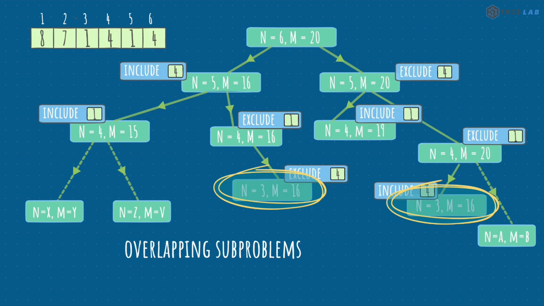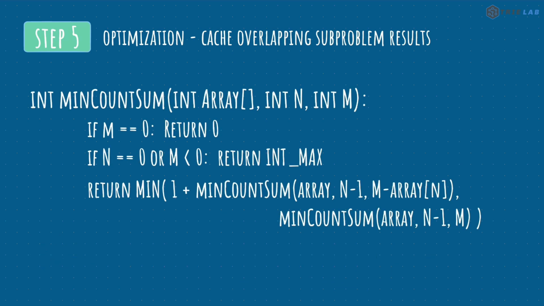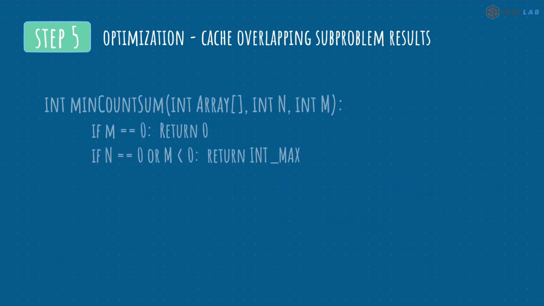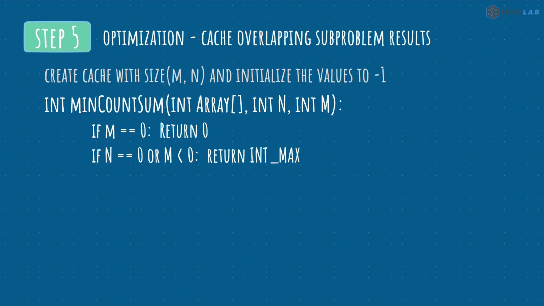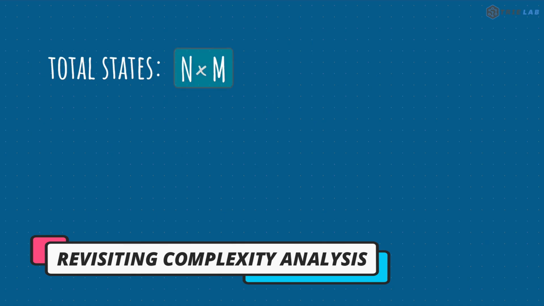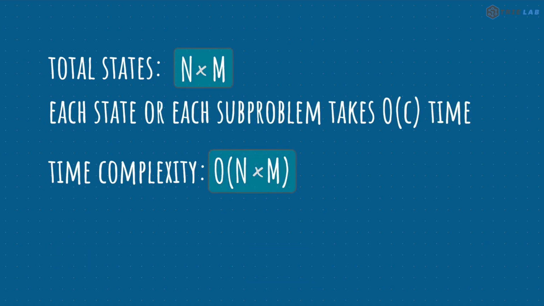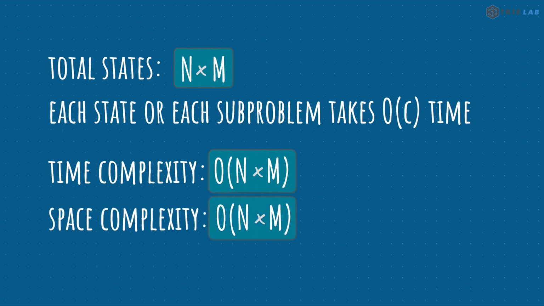Well, that's the case of overlapping subproblems, and caching comes to the rescue. So let's optimize the solution in the last step. Now this is the current solution that we have. If we simply cache the return statement in a map or a 2D vector, we can use that to check if the state was already processed. Now there are n, m states, and each state computation takes constant time, making the time complexity big O of n cross m, while the space complexity is big O of n cross m for the memoization table and big O of n for the recursion stack.